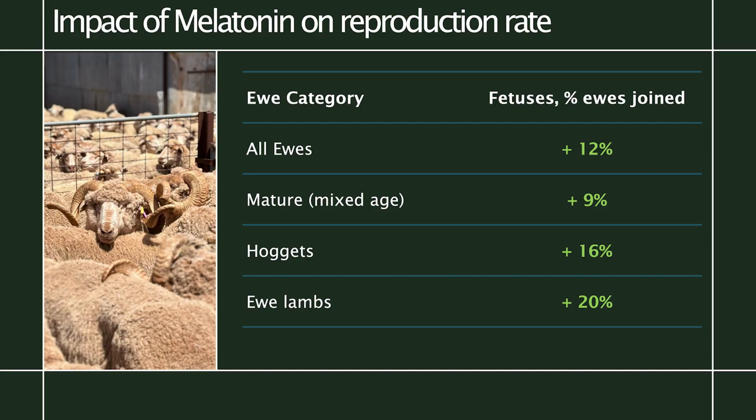So first, I'm just going to give you a quick summary of the impact of melatonin on reproductive rate. We know that if you look at all ewes, it increases the number of fetuses as a percent of ewes joined by 12%. If you just look at the mature ewes, the impact is a bit lower, it's 9%, but the impact and the positive benefits are much higher in younger ewes, so 16% in hoggets and 20% in ewe lambs.